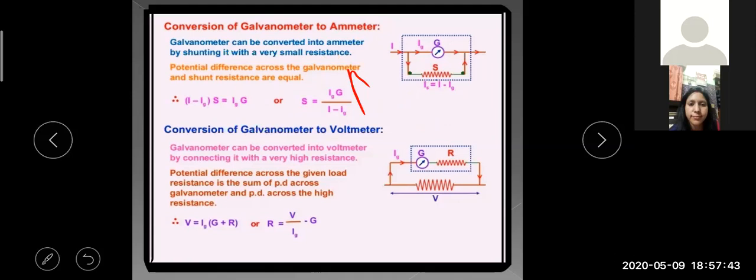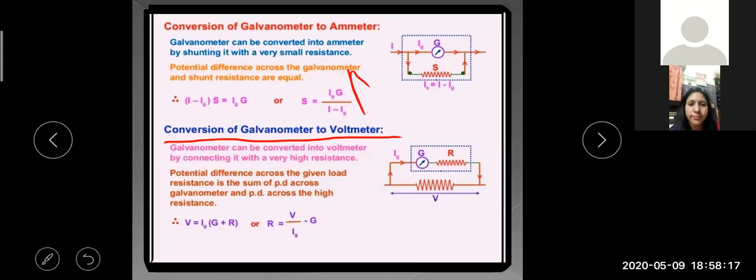Now let's convert the galvanometer into a voltmeter. A galvanometer can be converted into a voltmeter by connecting it with a very high resistance. We know that a voltmeter is a device which is used to find the potential difference between two points. A voltmeter is essentially a galvanometer with a high resistance connected in series with it. The value of the high resistance depends upon the maximum voltage to be measured with the help of the voltmeter.